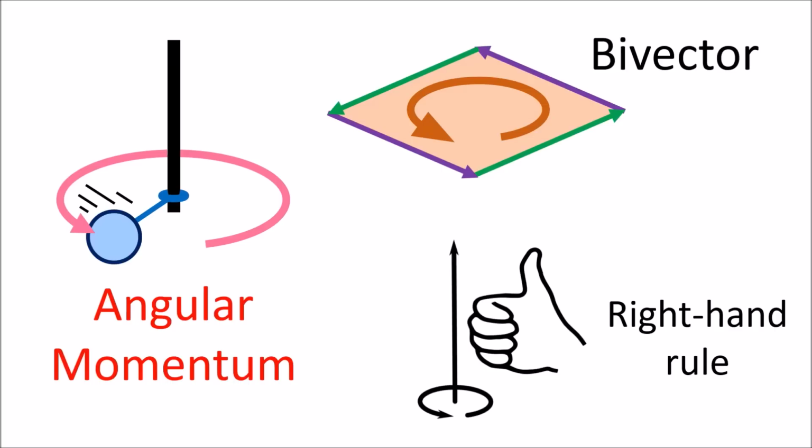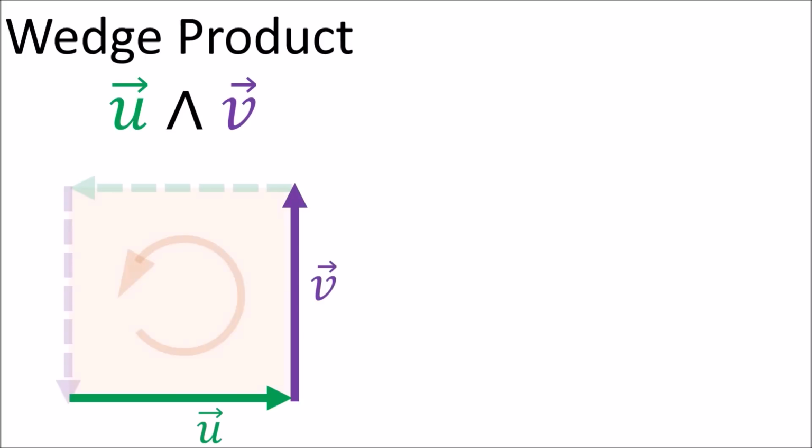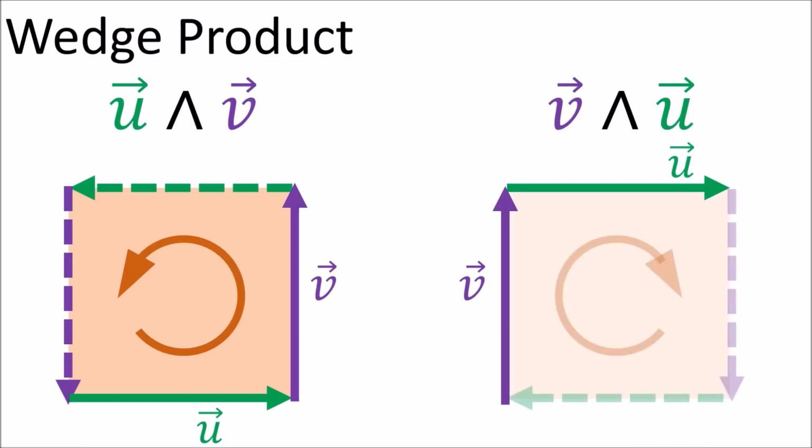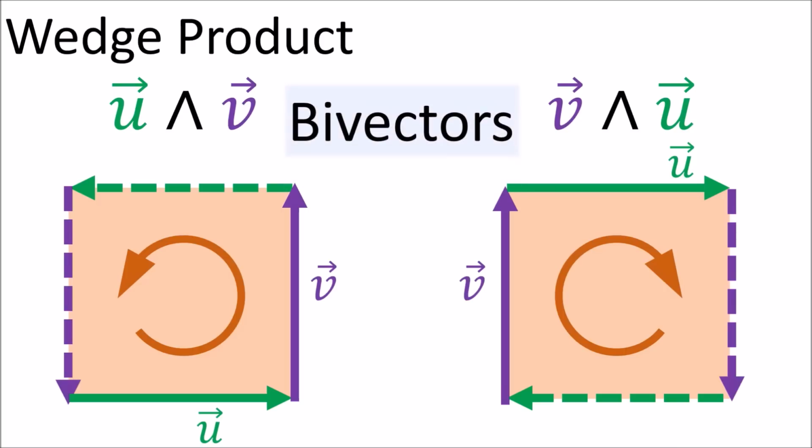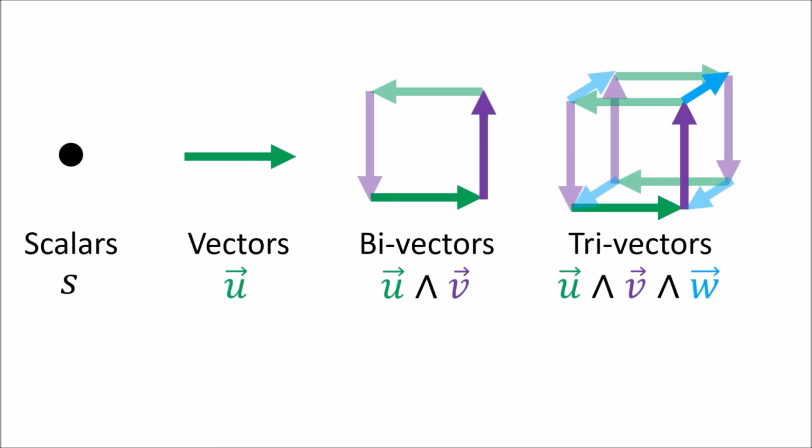We can build these bivectors using the wedge product. The wedge product of vectors u and v is a plane formed by the vectors u and v with an orientation that follows the arrows. If we swap the order of the vectors, we get the same plane, but with the opposite orientation. These are called bivectors, and they're a much more straightforward way of representing rotations. With the wedge product, we can build bivectors, trivectors, and the other higher dimensional multivectors, which make it easier to represent geometric ideas in physics without having to rely on vectors for everything.